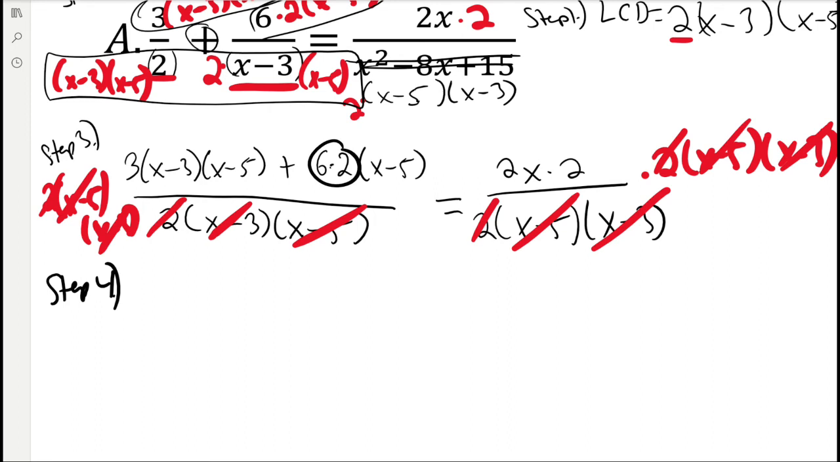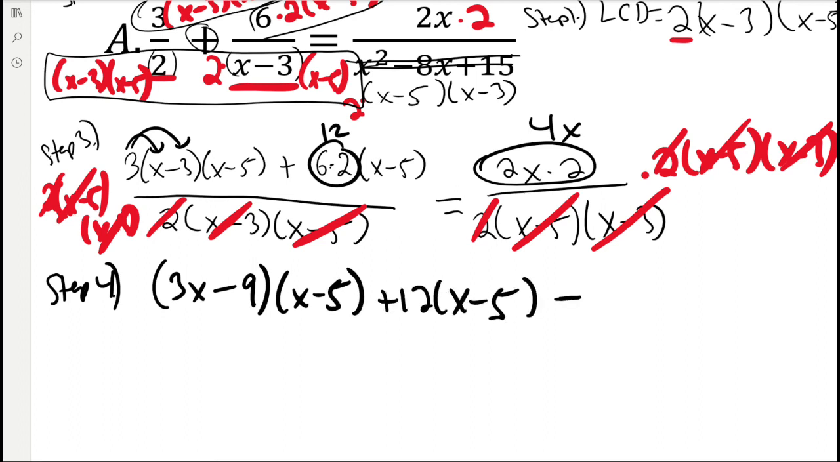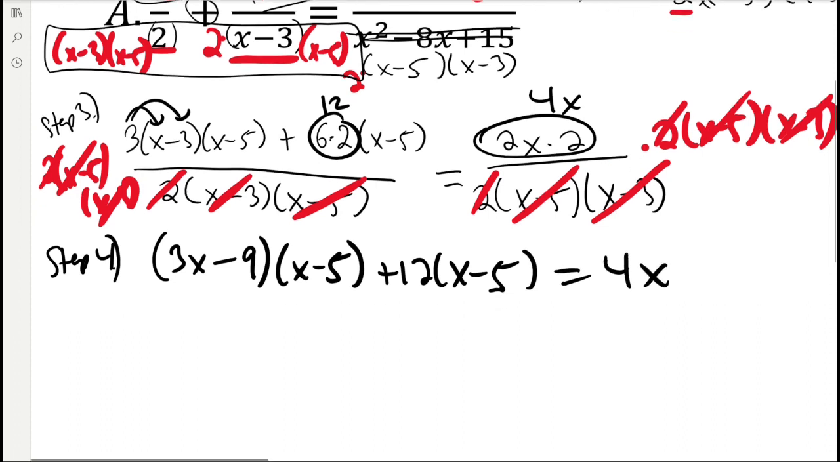I'm just going to go ahead and call this 12, 6 times 2. I'm going to go ahead and distribute the 3 into here as well, just to save a little bit of time. I'm going to call this 4x, because 2 times 2. So if I bring this down to step 4, I get 3 times x is 3x, 3 times -3 is -9, and then I got x minus 5 there, plus 12 times x minus 5 equals 4x on the right side.